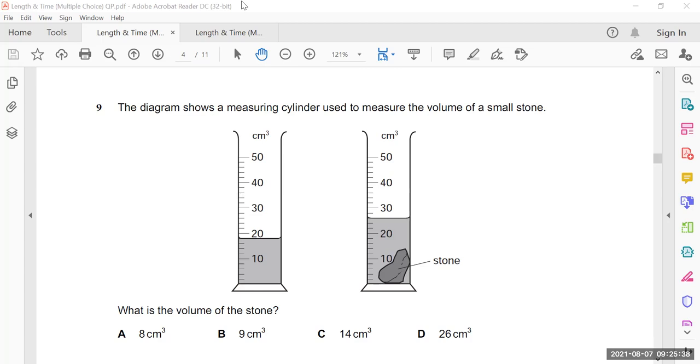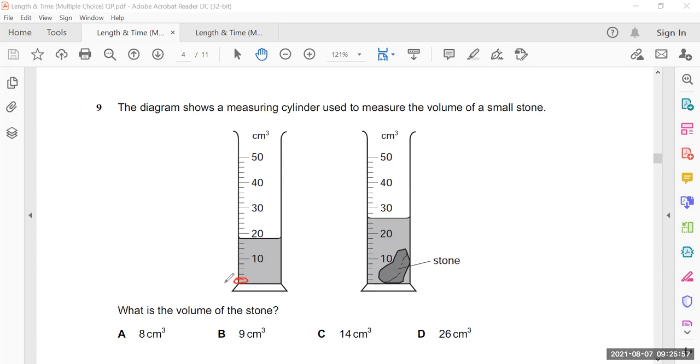Ayush said the answer is A. Vaish, answer is A. Now in these questions, children, sometimes finding the least count is also useful. Least count means the smallest division, how much value we can measure with the smallest division.